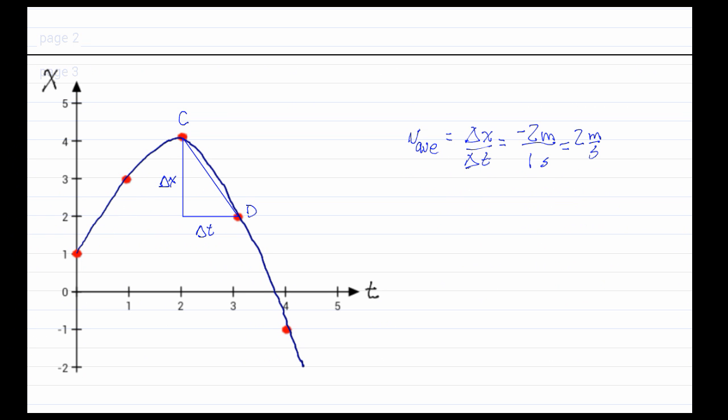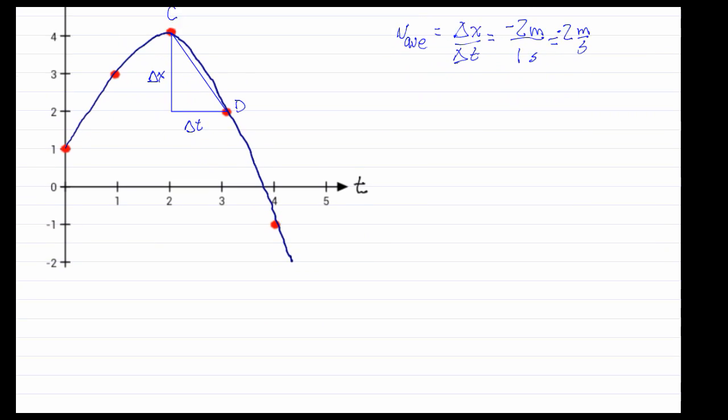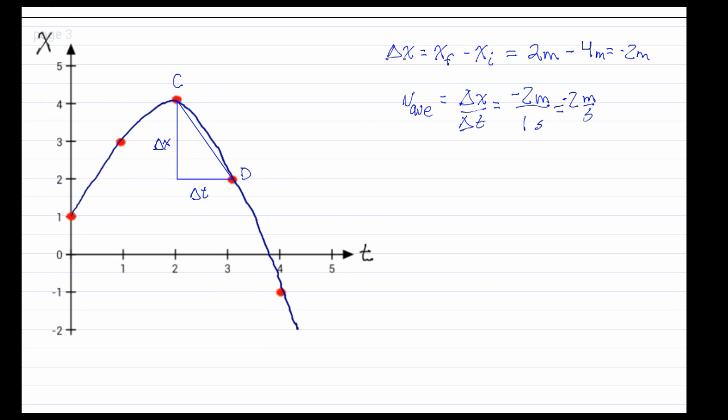Sorry about that. Remember, delta x is our final position minus our initial position, and our final position is 2 meters and our initial position is 4 meters. So the difference is minus 2 meters. So our average velocity is actually minus 2 meters per second. Now, we can also make the time interval even smaller, and we can consider something called the instantaneous velocity.